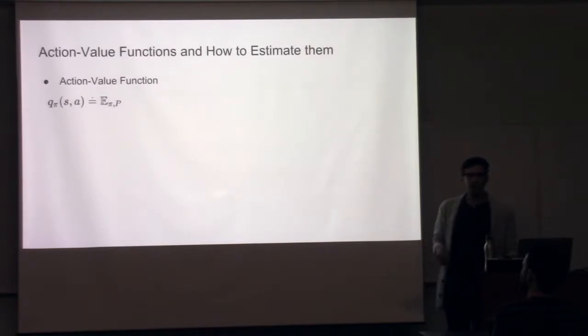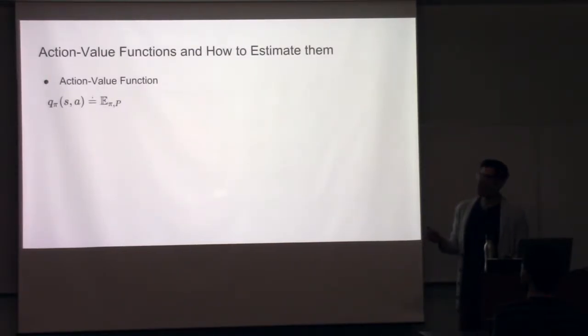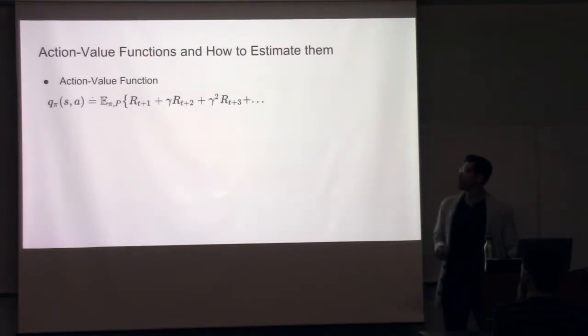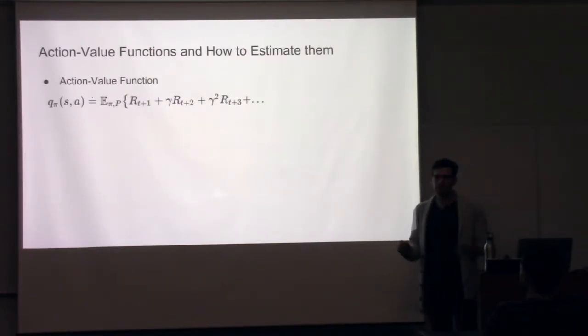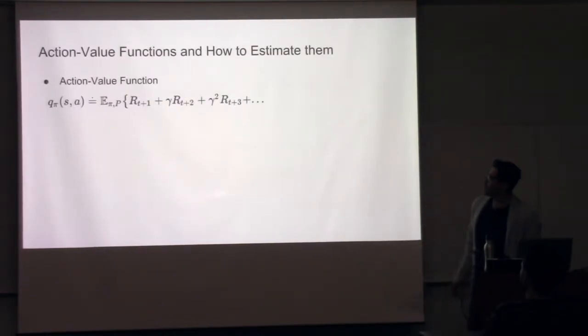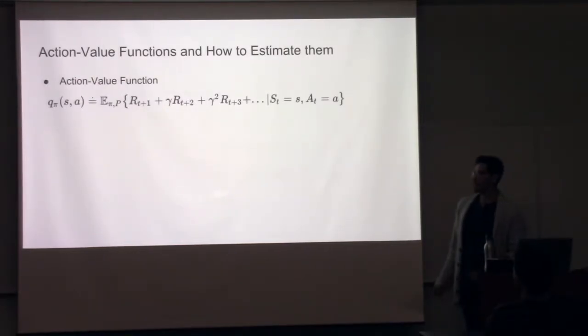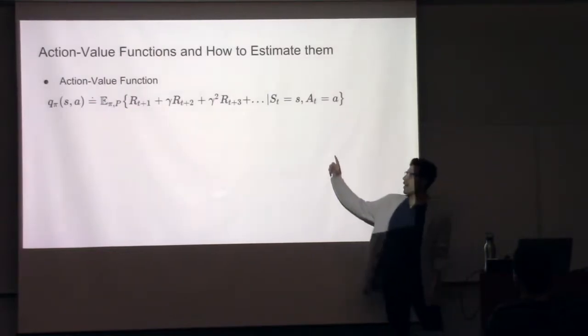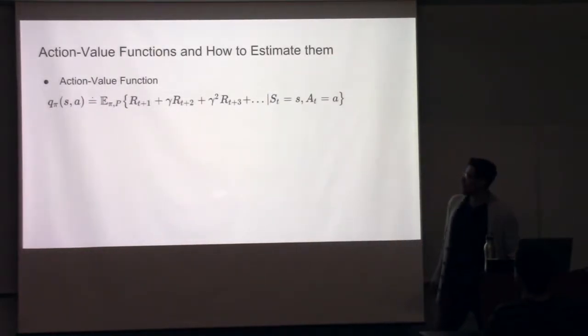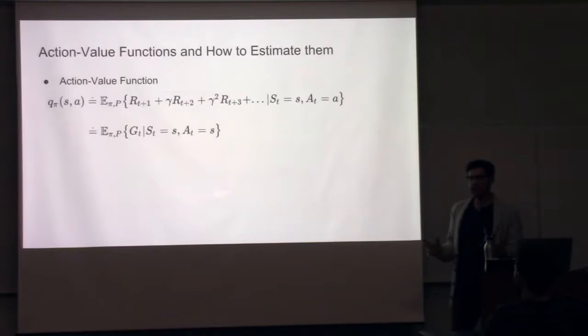And they are defined as the expected value with respect to the policy pi and the transition probability function p of the sum of rewards, discounted by some factor gamma, which is between 0 and 1. And that is conditioned on the current state being S and the current action being A. Now, we often write that sum of rewards like this, just to make it shorter. And we call this quantity the return, or discounted return.